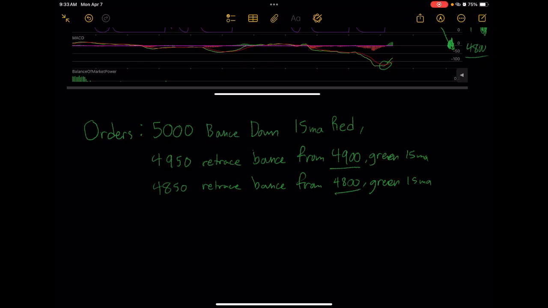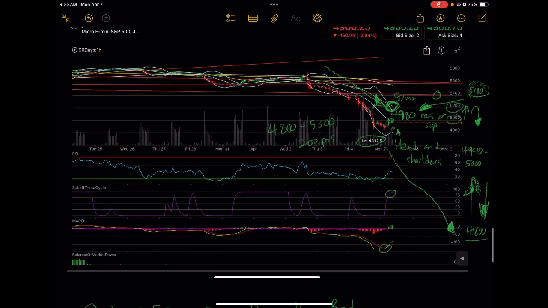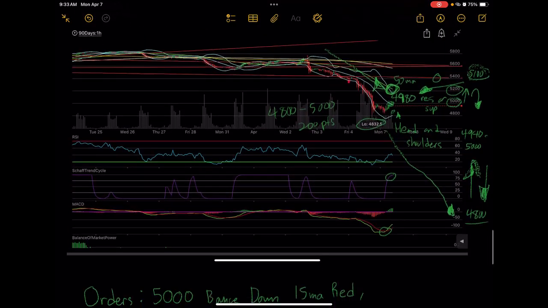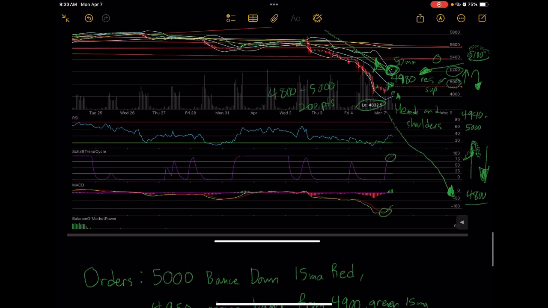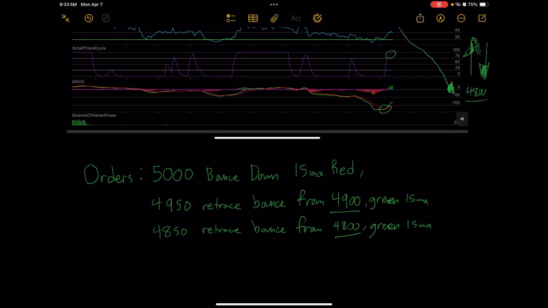And then 5,000, be careful. Looks like it's trying to retrace back up. We're still bearish. So yeah, that's it for today. And happy trading. Be careful out there. Put your stops out. Don't know what's going to happen, but we're going to see. Hopefully we can get in and these orders are successful for today.